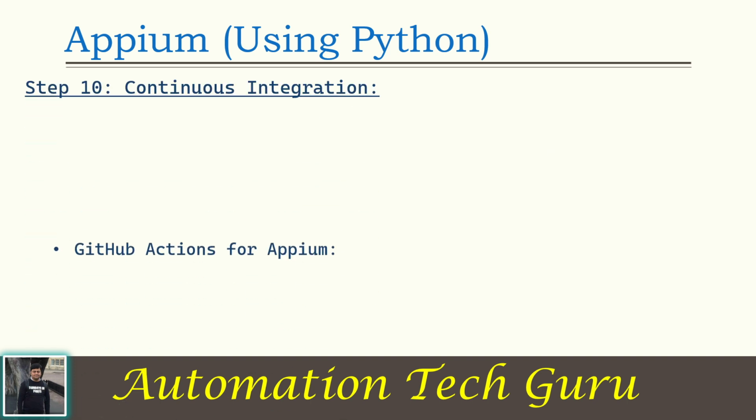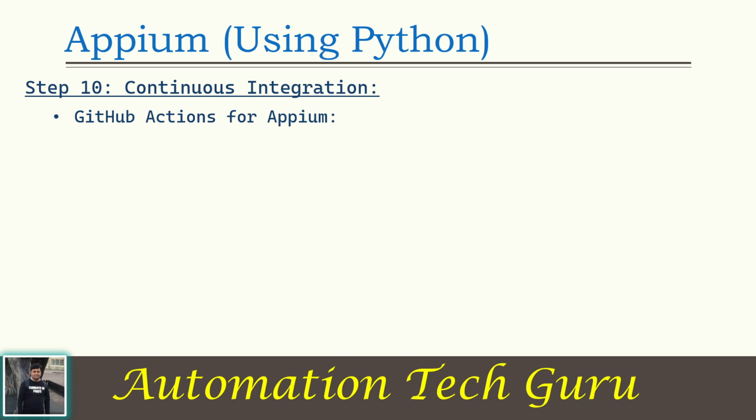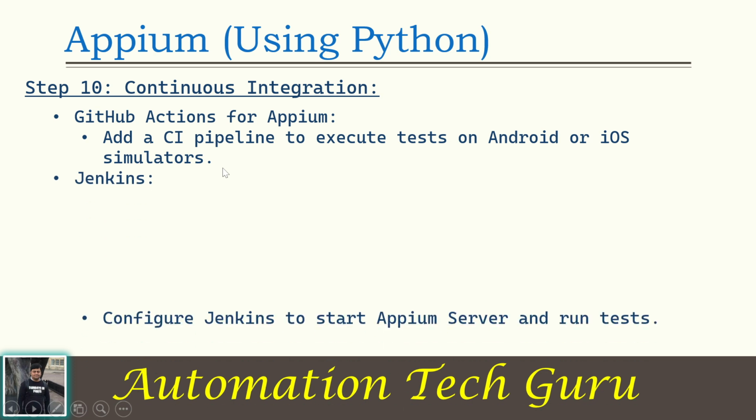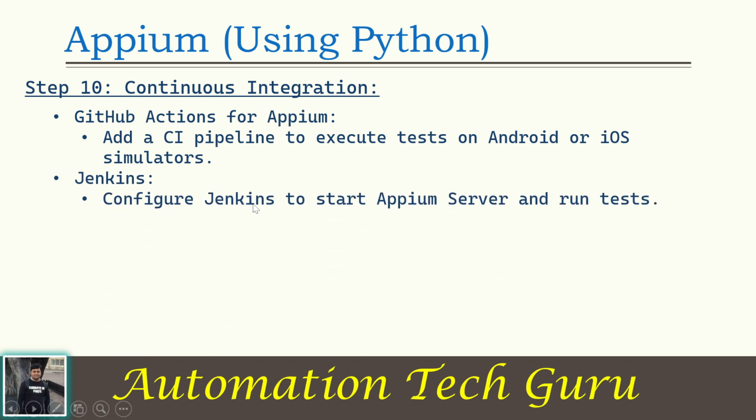Next is continuous integration. So GitHub Actions for Appium: add a CI pipeline to execute tests on Android or iOS simulators. Jenkins: configure Jenkins to start the Appium server and run tests.